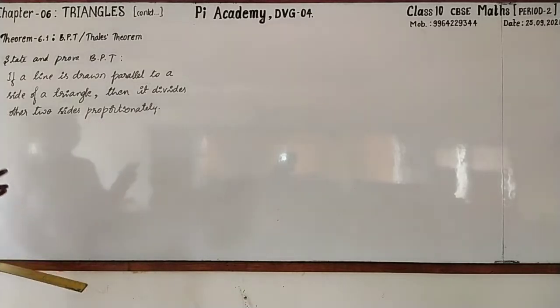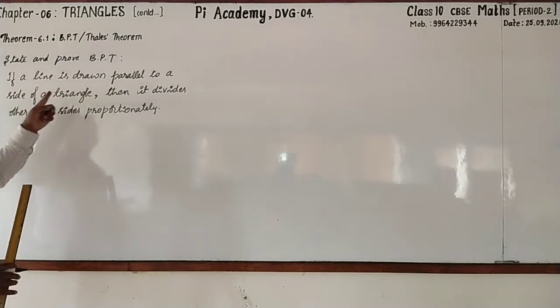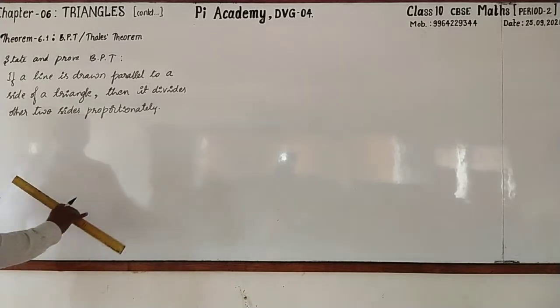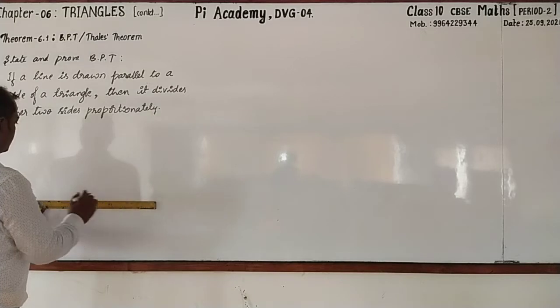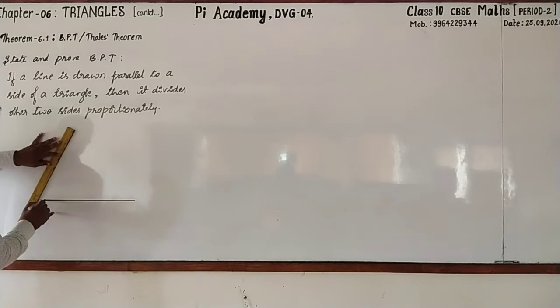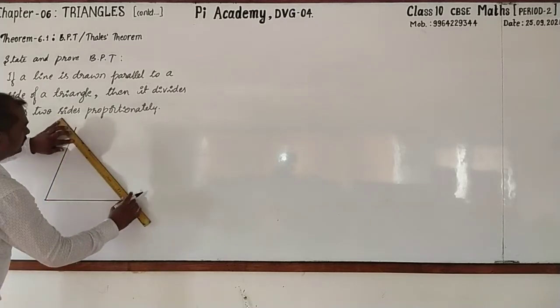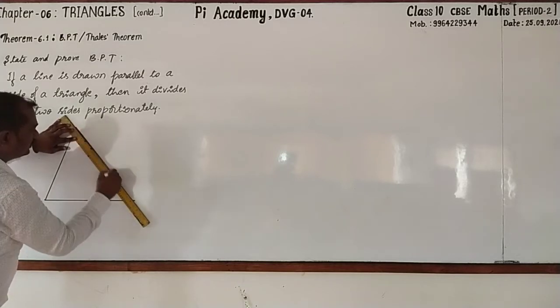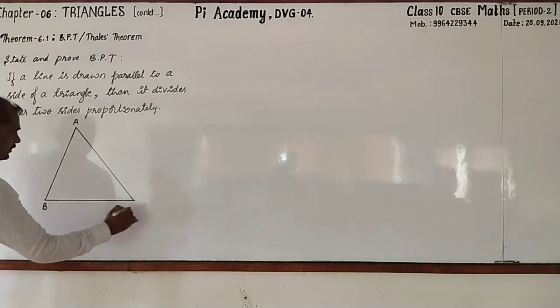Okay. Now, could you tell what is the first step to be followed? Drawing an appropriate geometrical figure. Then which geometrical figure should be drawn? If a line is drawn parallel to a side of a triangle, hence we have to draw a triangle. Please take scale and pencil and draw the triangle like this. And you can name the triangle as ABC, right? This is A, B and C.